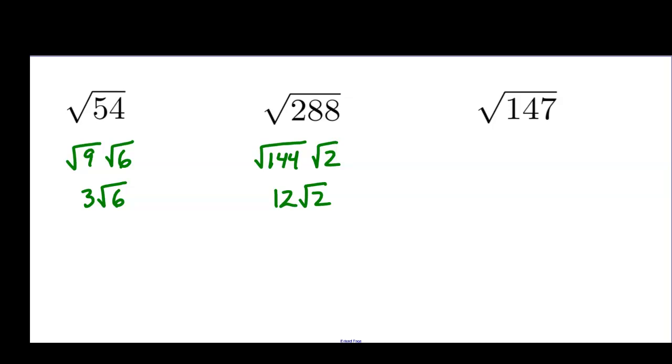Square root of 147. So we'd have 73.5 as half, which is not a perfect square because of that 0.5, but we work down, so 64. That does not go in evenly. Then we have 49. 49 does go in evenly. 49 and 3 would be the factor pair. So the square root of 49 is 7, so we have 7 square root of 3.